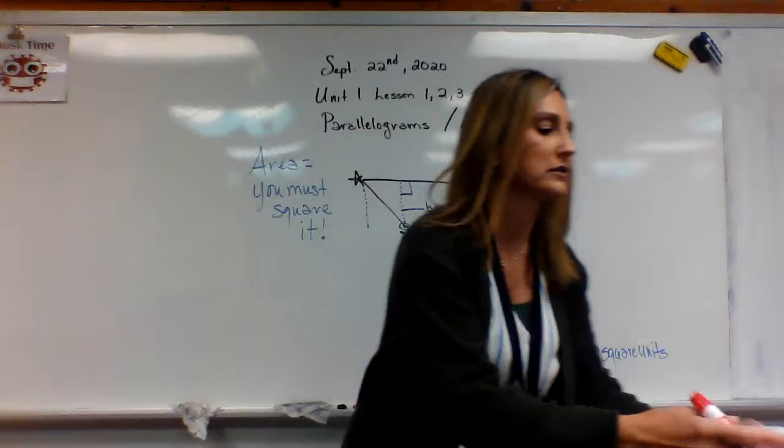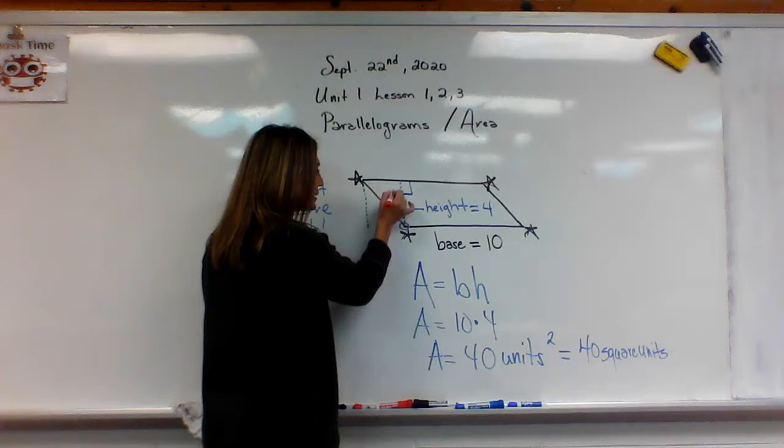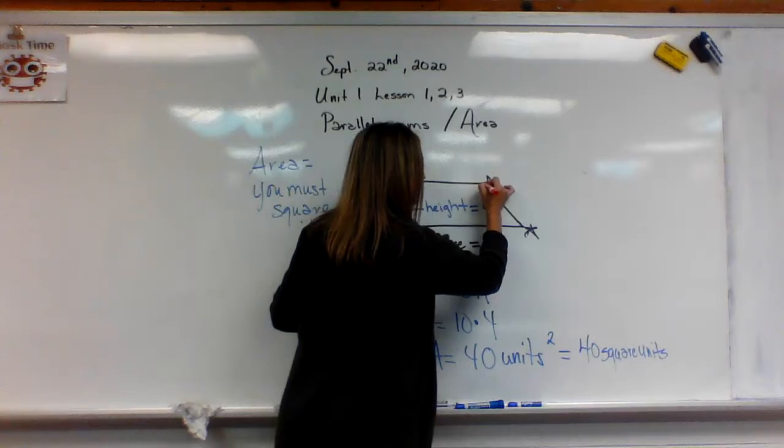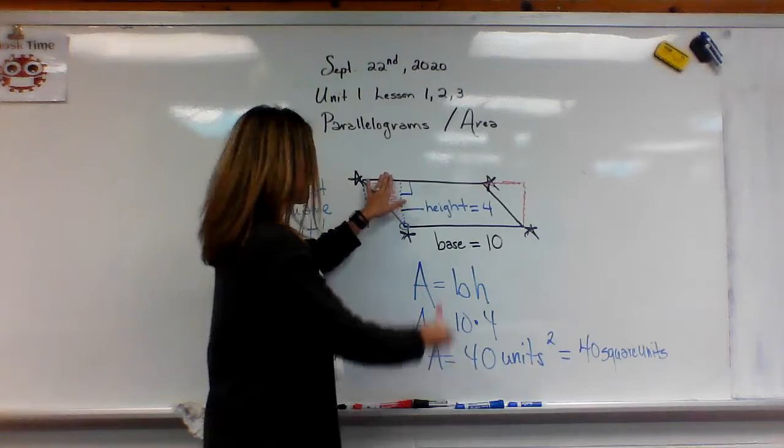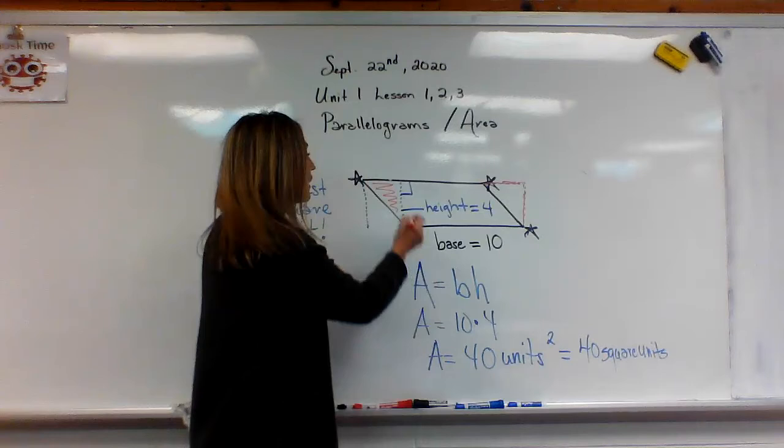So earlier I said I found the height. So what I can really do is take this lovely little triangle off, and I can put it over here. And now, sixth graders, right here, I've now formed a rectangle. I took off this triangle off the end, and I formed a rectangle with it over there. What I removed from here, I put right back over there.